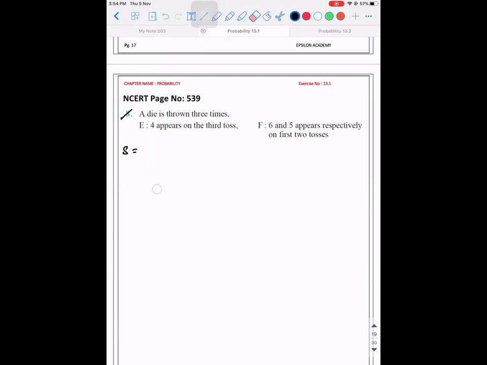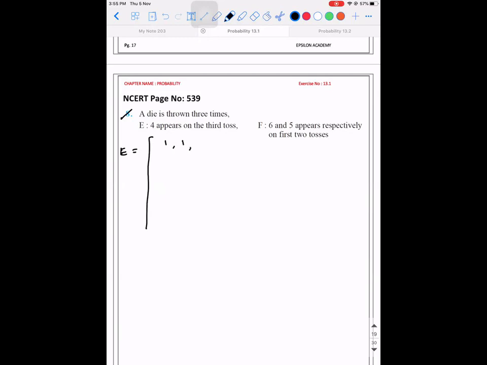216. So there will be 216 elements, right? It's difficult for me to write the sample space, so I will take E alone. For event E, 4 should appear on the third toss. So here order is important, and you need to write it as a triplet.